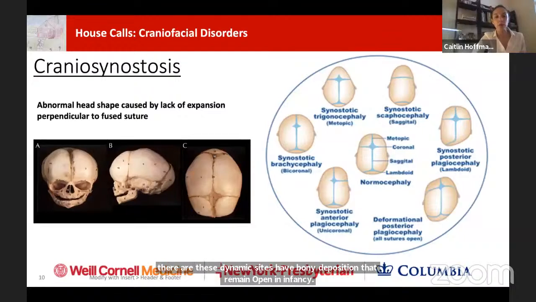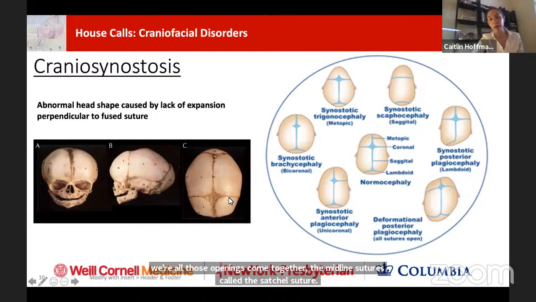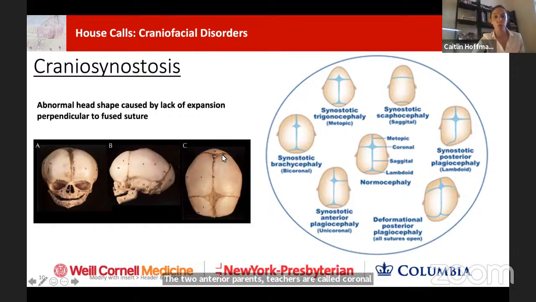The anterior fontanelle, or the soft spot, is seen here where all of those openings come together. The midline suture is called the sagittal suture. The suture in the middle of the forehead is the metopic. The two anterior paired sutures are called coronal sutures, and the two paired posterior sutures are called the lambdoid sutures. So this is what they look like when they are open and normally present.